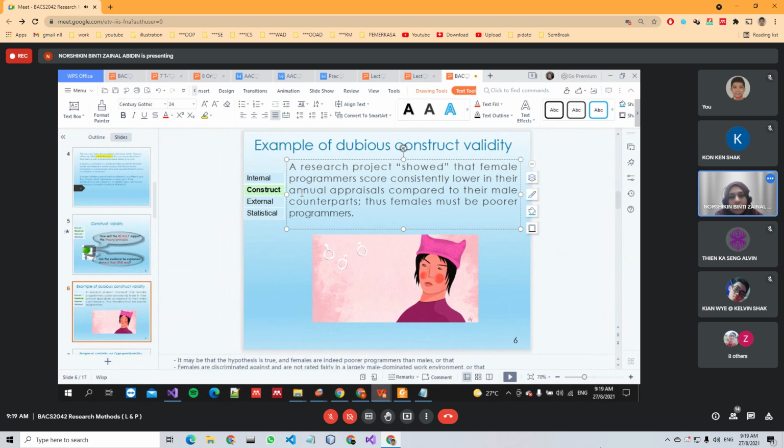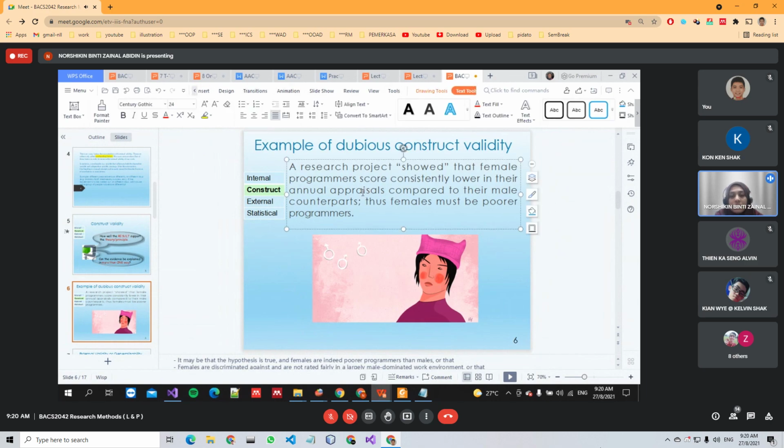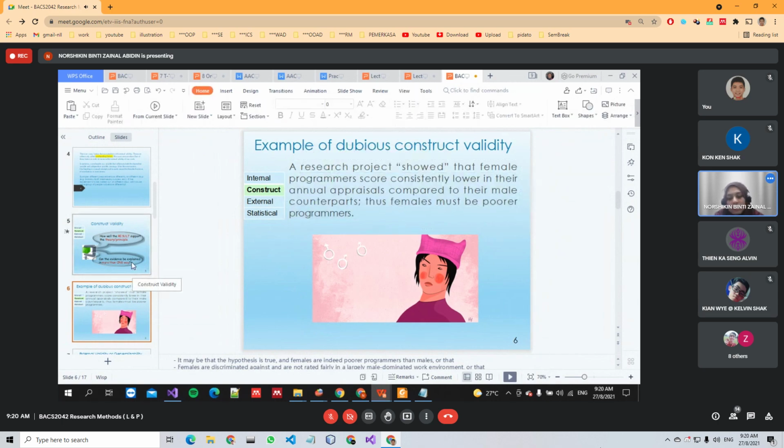Annual appraisal. So in the annual appraisal, there is a research, back to this slide, that showed that female programmer have lower performance than a male programmer. But how valid is this statement? How valid is the inference? How far or up to which extent this is valid? That one is the construct validity just now.